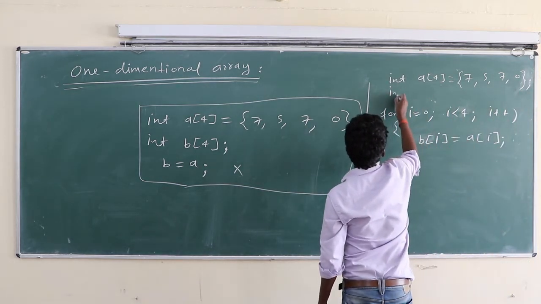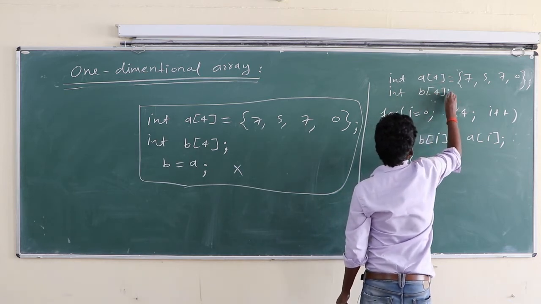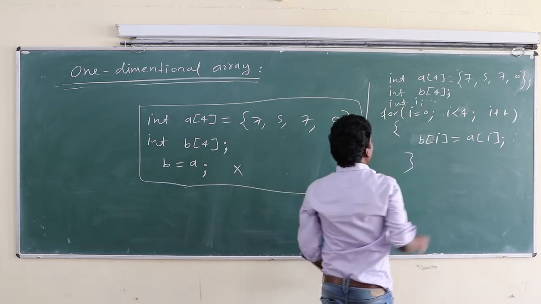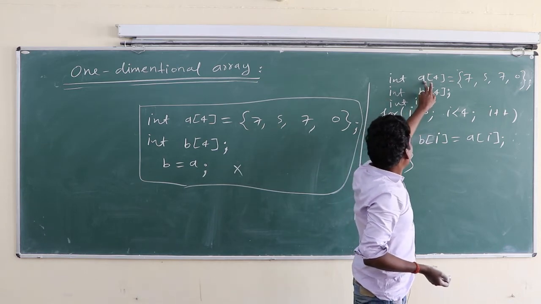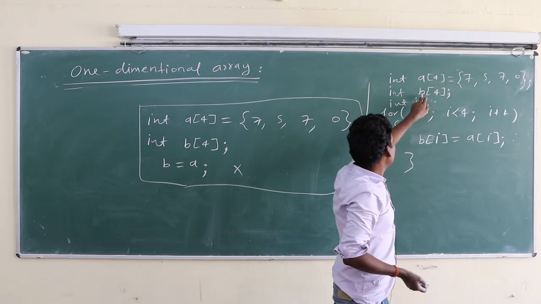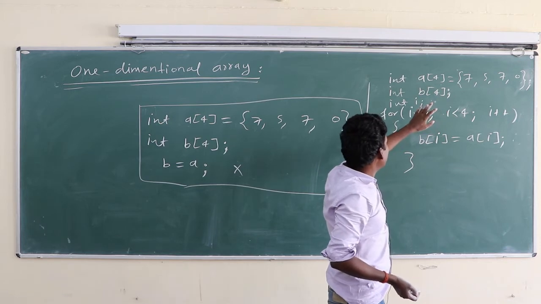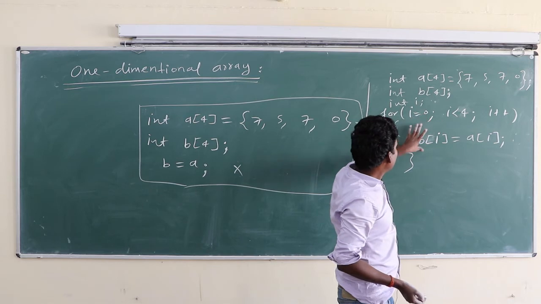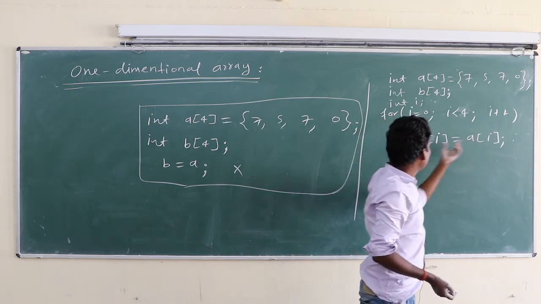And you have another array b, which is simply declared, and int i is necessary because of the for loop. So a is an array which has elements, declared and initialized here. b is an array which is simply declared, not initialized. So if you want to assign all elements of a to b, then there is a convenient way. This is the right way to assign all elements of a to b.